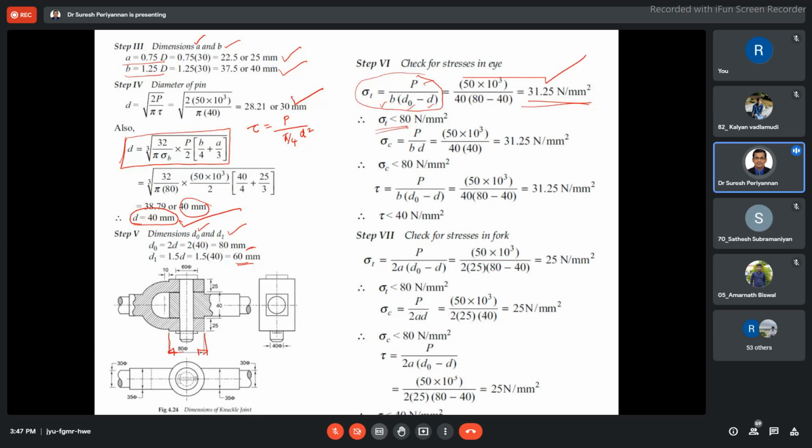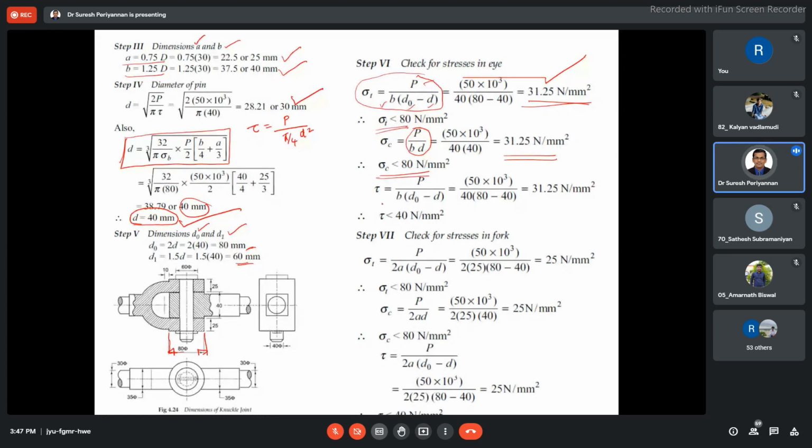Now we come to the crushing failure. I told you that this is the eye end. Crushing failure is P by BD. We know the B value and D value. This also gives 31.25, which is also less than 80 Newton per mm square. Hence we are in the safe limit. Our design is in the safe limit.